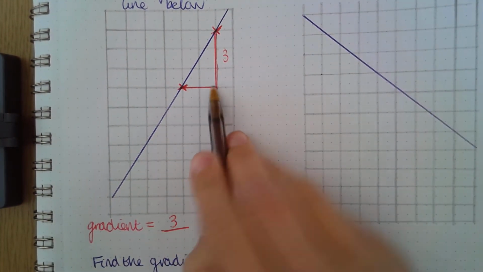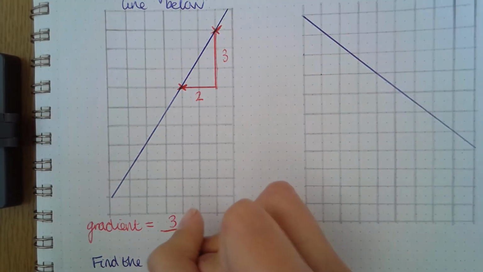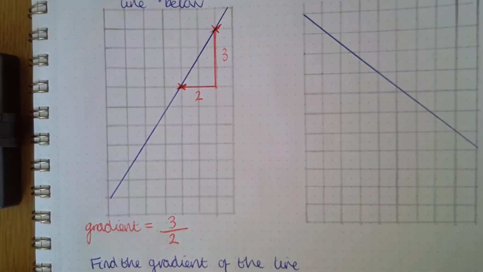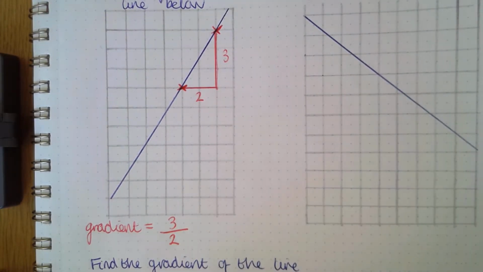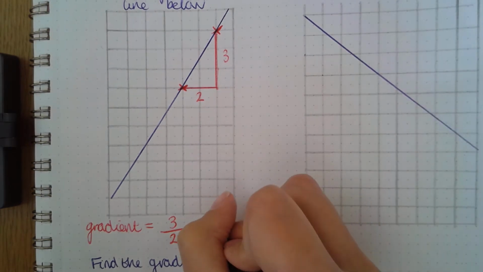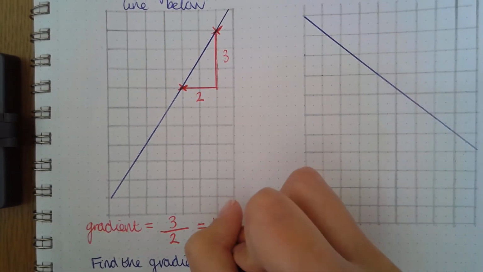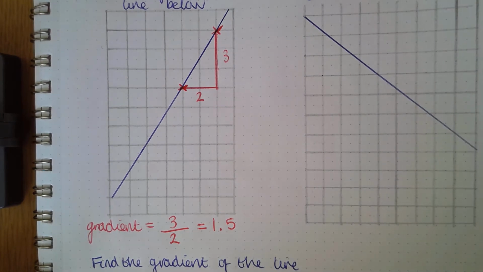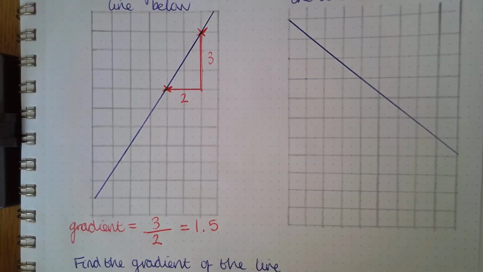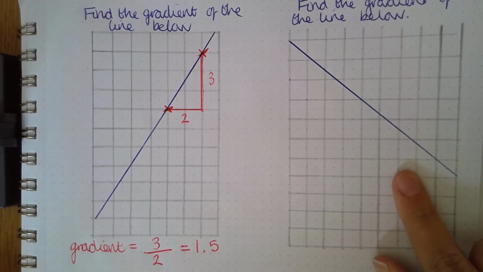divided by how many it goes along. So 1, 2. We've gone along 2, so I'm dividing by 2. Okay, so my gradient is 3 over 2, and you can just leave it as 3 over 2. Or if a question needed you to change it, you could change that to 1.5 as a decimal.